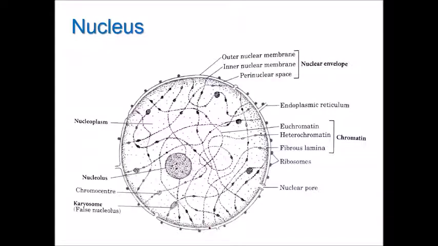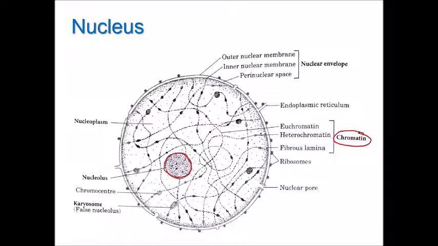Right now what you see here is a detailed structure of the nucleus. You can see the spherical body here. The spherical body is the nucleolus. You can see thread-like structures, so many thread-like structures. These thread-like structures are chromatin.